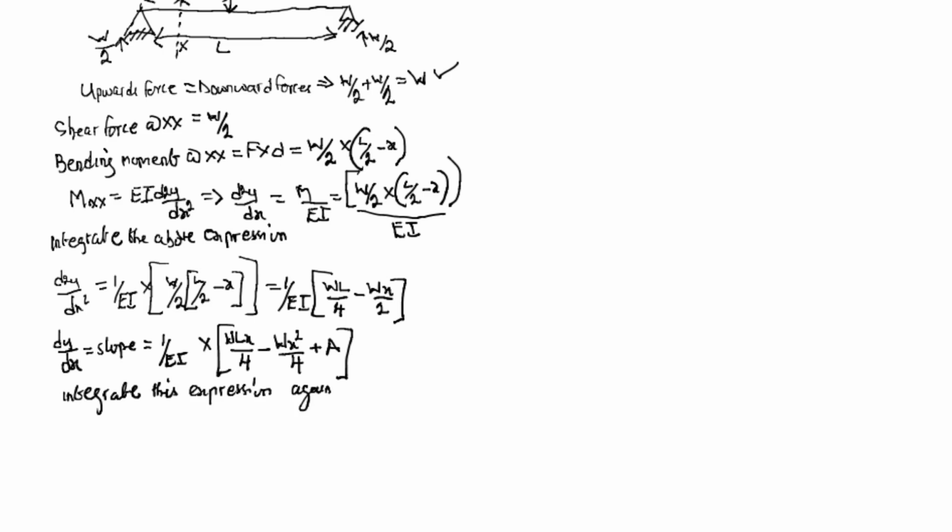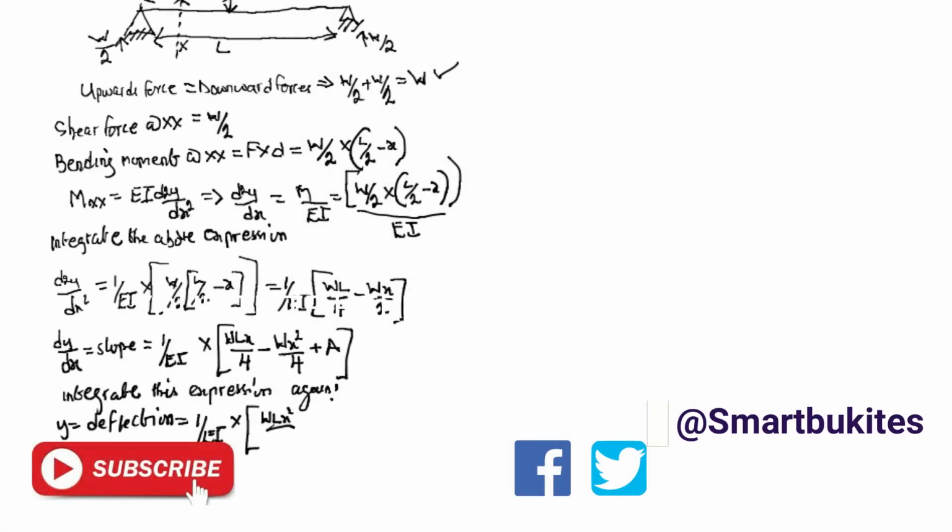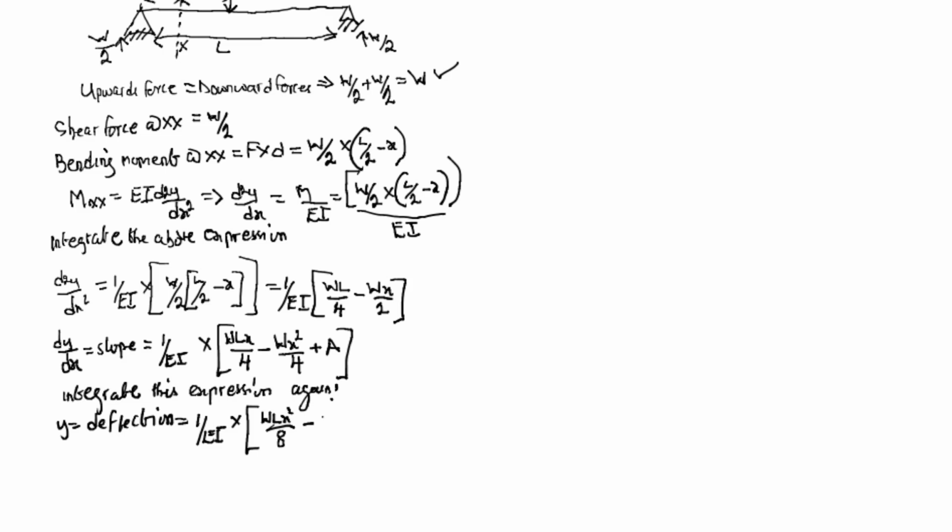it yields us y, which is the deflection, given by 1 all over EI times WLX squared all over 2 times 4 is 8, minus W times X cubed all over 3 times 4, 12, plus AX plus B, where B is another constant.